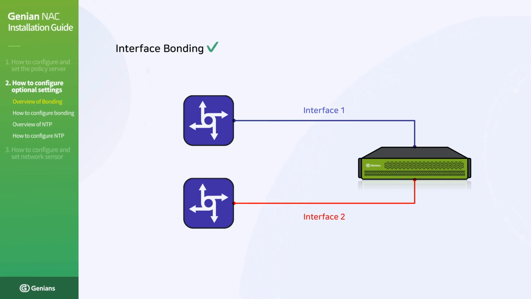Genian NAC has the ability to bond its interfaces together to provide HA, high availability, preventing temporary errors or network accidents. Genian NAC bonds two interfaces into one logical interface. Genian NAC supports one style of bonding. It is active standby mode.